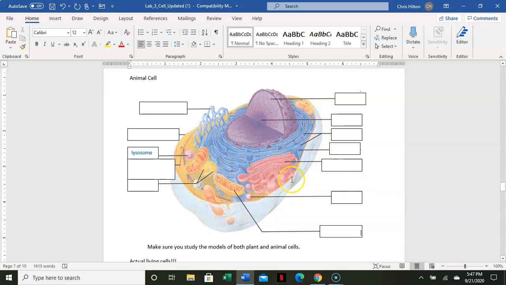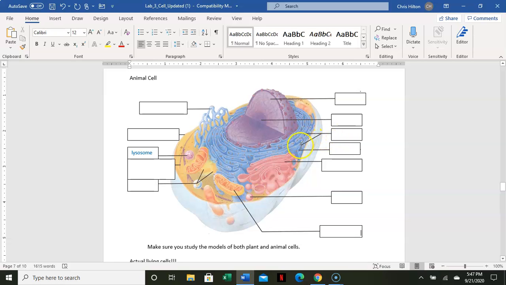This clearish white outer layer is the cell membrane, the plasma membrane. It controls what goes in and out of the cell. This blue tubular stuff, again, is the smooth endoplasmic reticulum, and it makes lipids. This whole purple thing is the nucleus. It holds the DNA. This dark spot within the nucleus, that's the nucleolus. It makes ribosomes.